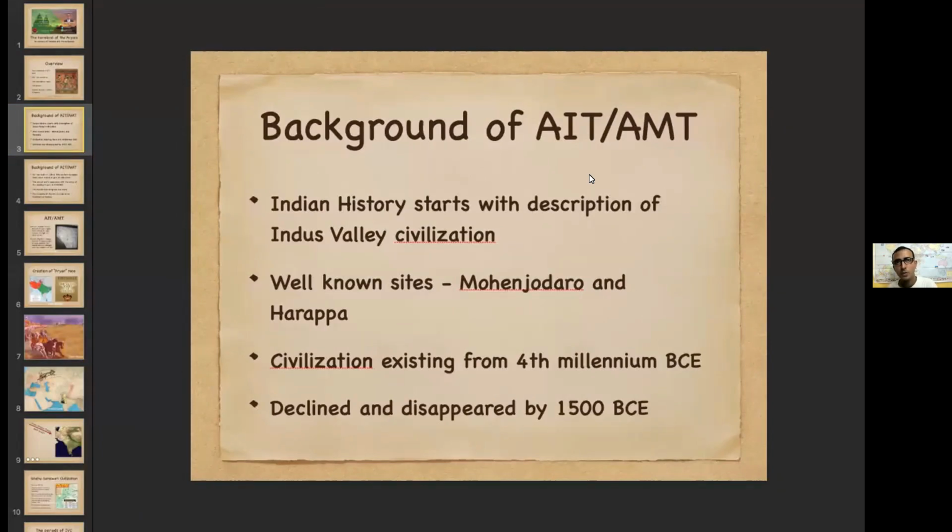And apart from these two sites, we have nearly 600 sites. People generally know Mohenjo-daro and Harappa only, but actually there are around 600 or more sites which are together called the Indus Valley civilization, and what a traditionalist would call the Sindhu Saraswati civilization, because many of these sites were along the banks of the Saraswati as well. So therefore, Sindhu Saraswati Sabhyata. This is a civilization which has been existing from the 4th millennium BCE, and it declined gradually and disappeared by 1500 BC. So this is the background of the Aryan invasion theory and Aryan migration theory, and how it was formulated.